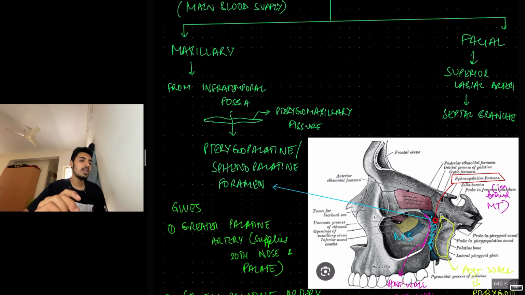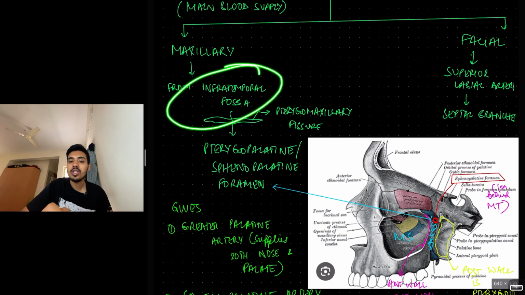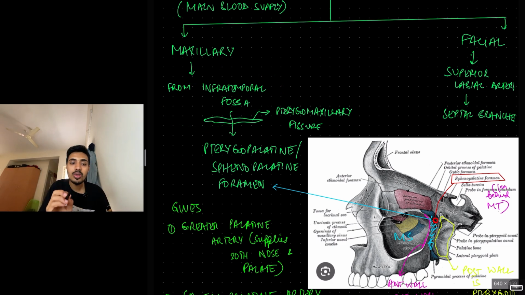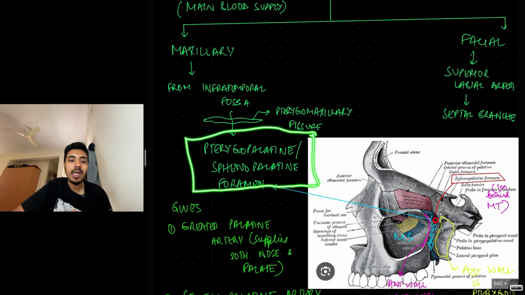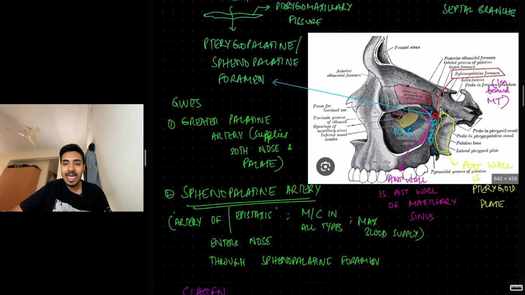So what happens? The external carotid artery comes up through the neck and then enters the infratemporal fossa. In the infratemporal fossa, from there it goes through something known as the pterygomaxillary fissure or sphenopalatine fissure to enter the pterygopalatine or sphenopalatine foramen.